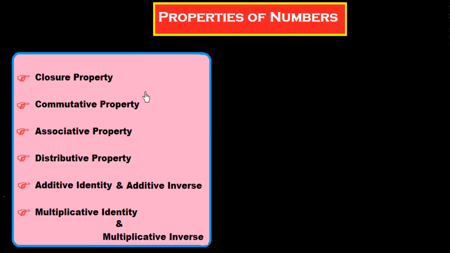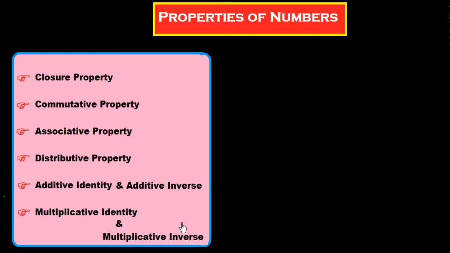Hi friends, in this session we study the properties of numbers. Here we have to study some basic properties: closure property, commutative property, associative property, distributive property, and then additive identity and additive inverse, and finally multiplicative identity and multiplicative inverse.